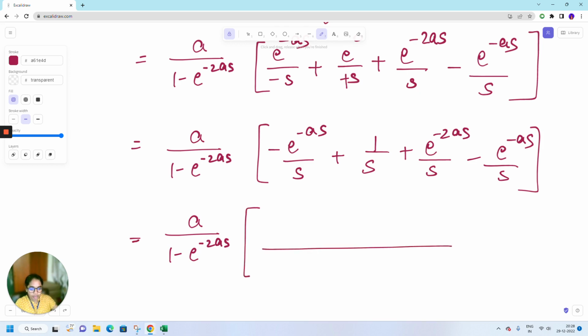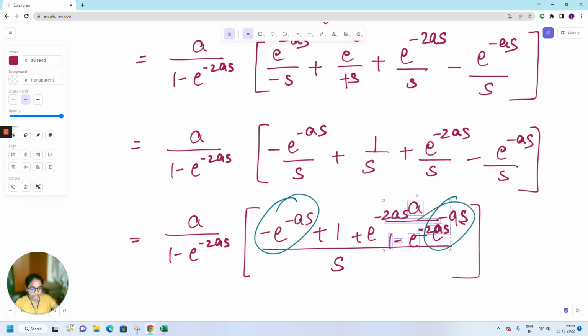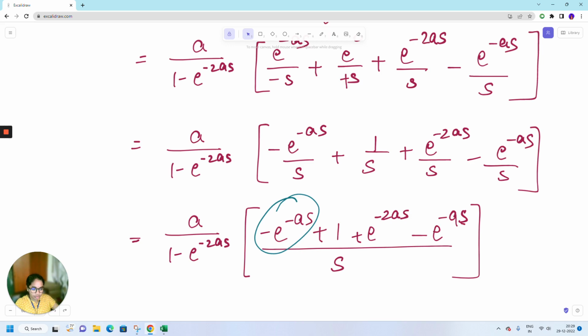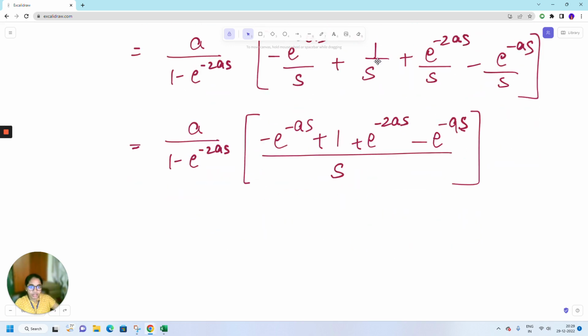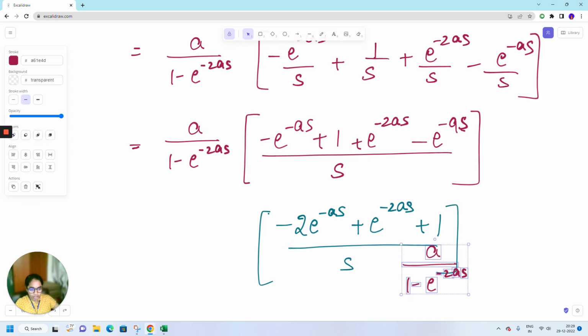Okay, what is the LCM? LCM is s. So the numerator would be 1 plus e power minus 2as minus e power minus as. As you can see, these two terms are same. Agree? This term and this term. So I'll write it as what? Minus 2 e power minus as plus e power minus 2as plus 1 divided by s.